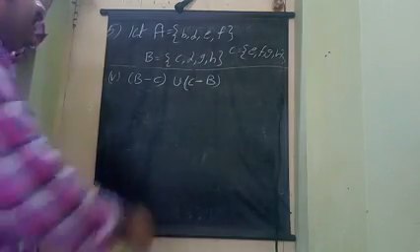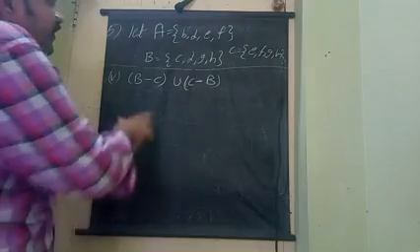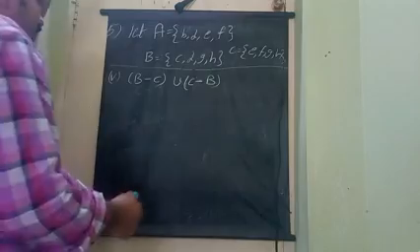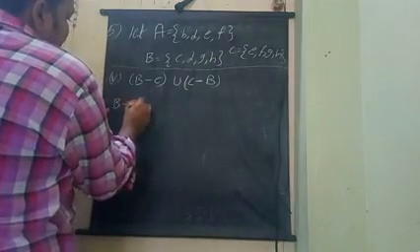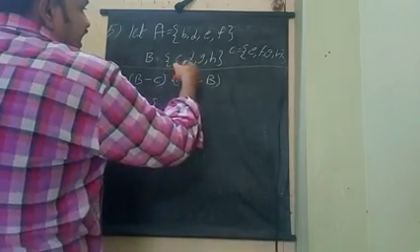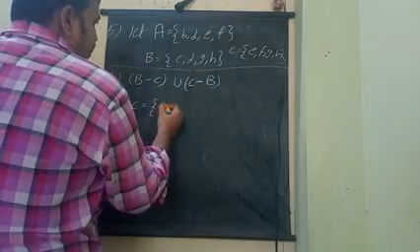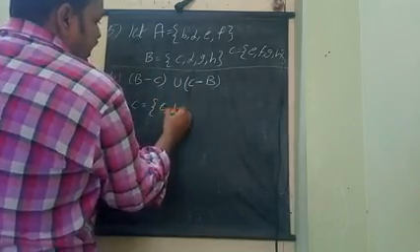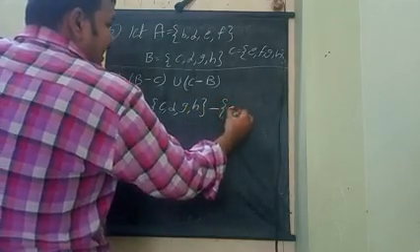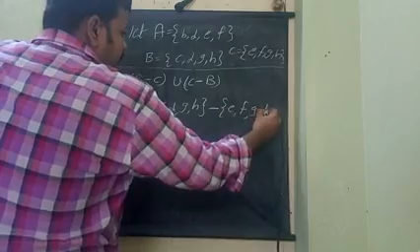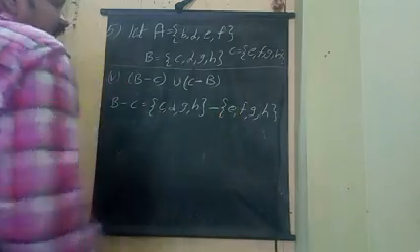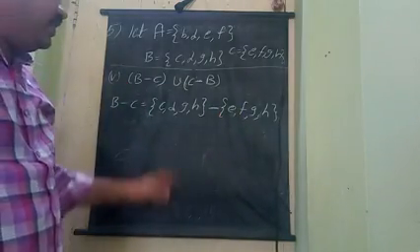What is in the bracket? We have two brackets. The first one is B minus C, the second one is C minus B. So we have to do the first one first. I am taking B minus C. What is B? C D G H minus E F G H.